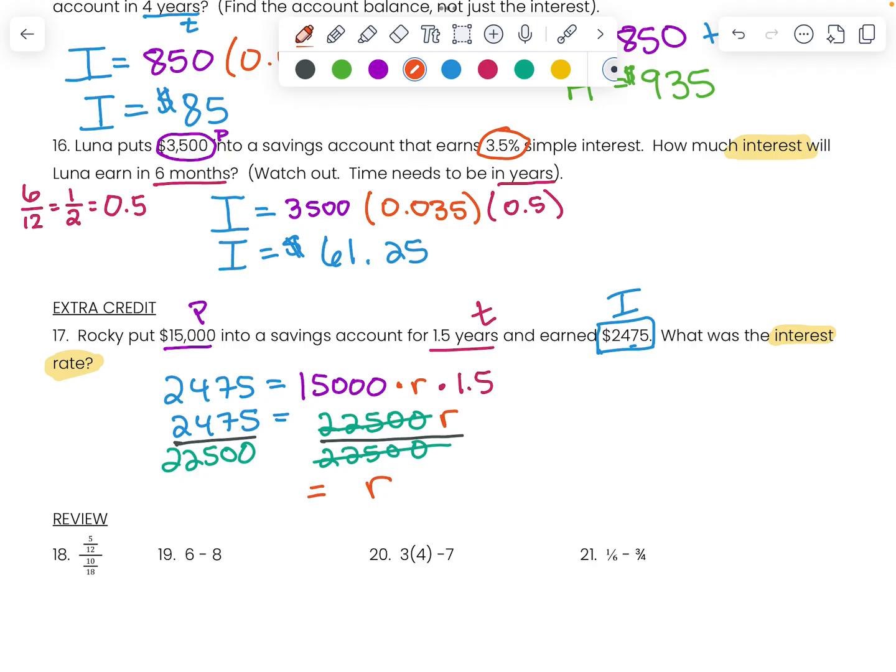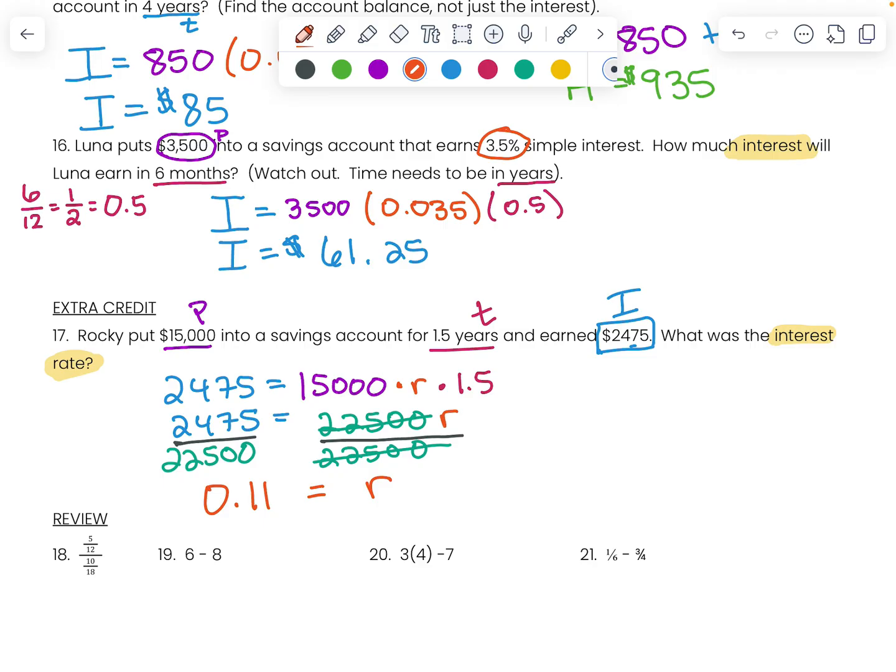Now in my calculator, 2,475 divided by 22,500. Nope, try that again. 22,500. And this gets me 0.11.